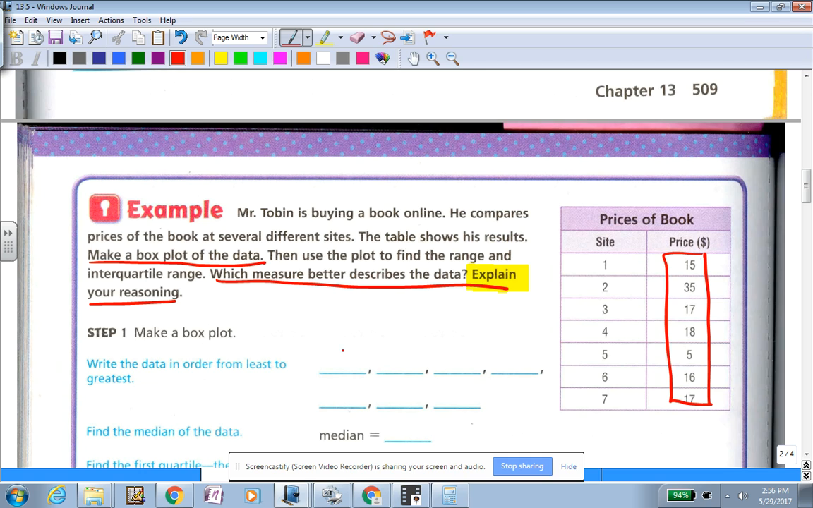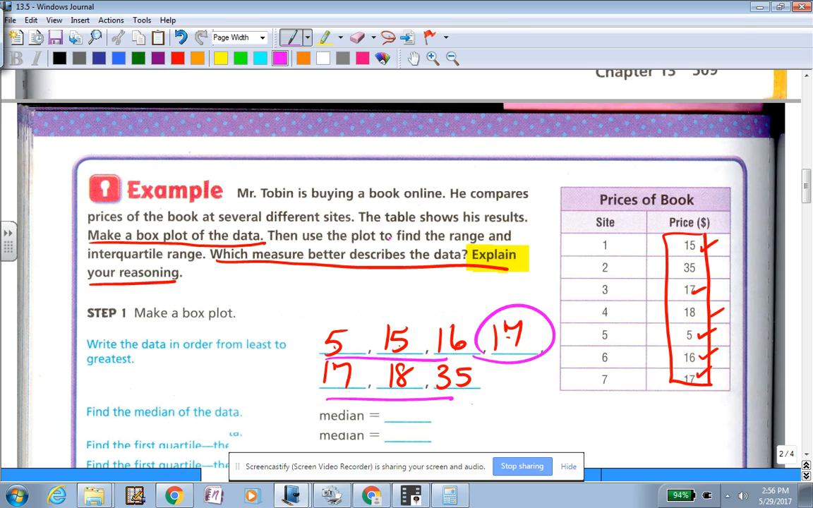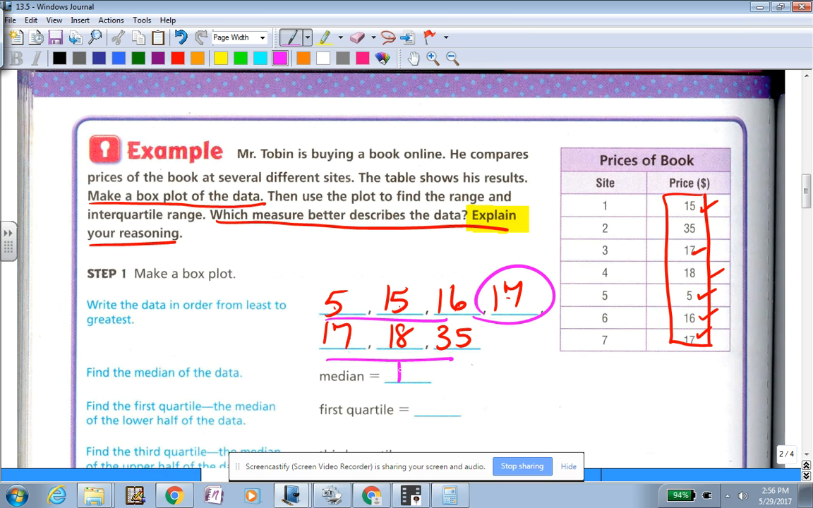Well, what's the smallest value? 5. What's the next smallest value? 15. What's the next value? 16. What's next? There's 17 and a second 17. And then we've got 18. And then we've got 35. Well, let me count: 1, 2, 3, 4, 5, 6, 7. Perfect. There's definitely a center: 3 and 3. Our center is right at 17.